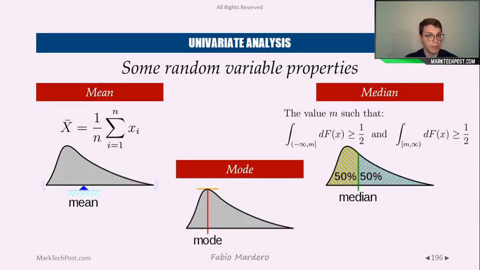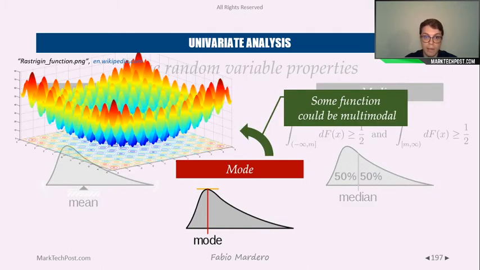Let's recap some random variable properties. We have the mean that we have studied in the statistical inference section. We have the median, the 5th percentile, and we have the mode, or a lot of modes, which are the peaks, the local maxima of the distribution. That's why I say that some function could be multimodal.